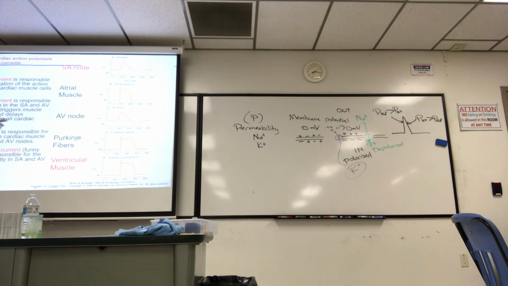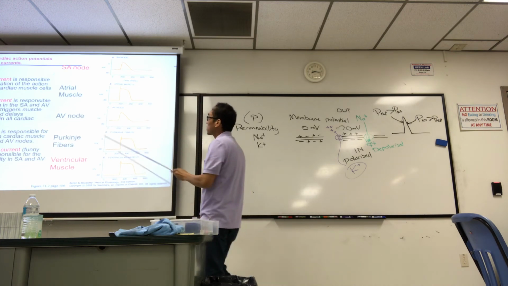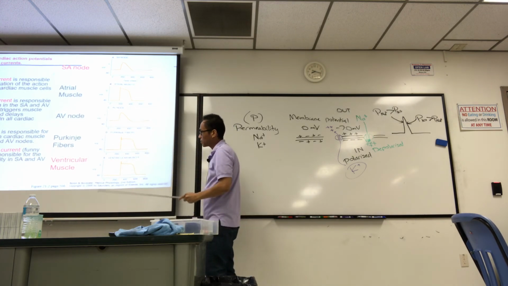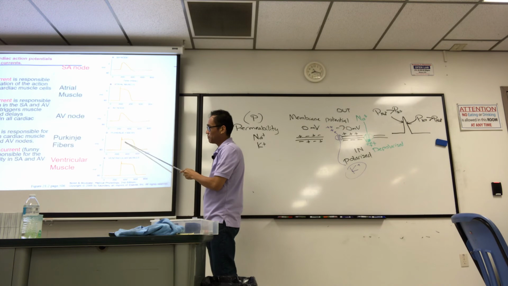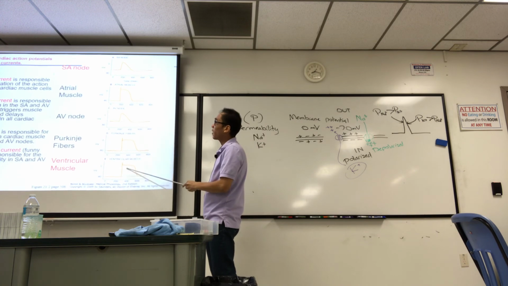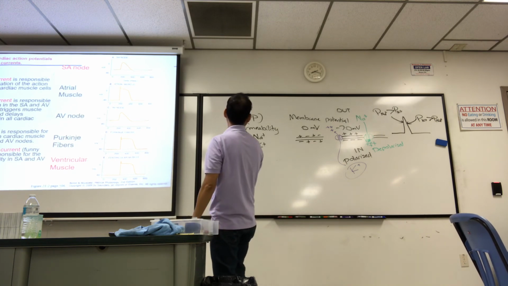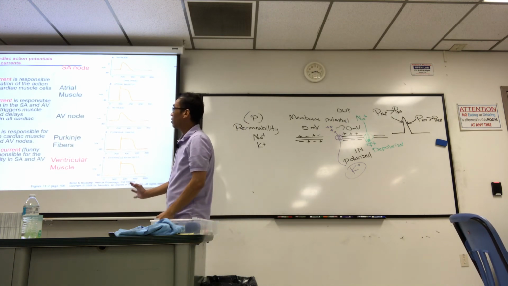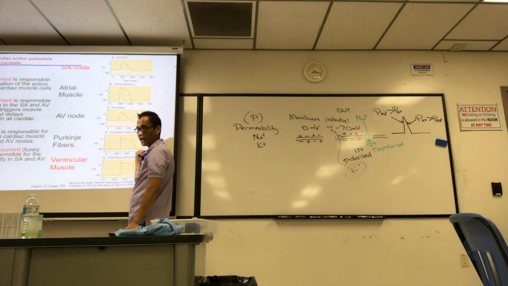So of all of these traces, just pay attention to the top one and the bottom one. That's what we're focusing on today. The SA node is going to represent our study of the autorhythmic cells, and the ventricular muscle is going to represent the contractile cells. Notice Purkinje fibers look really close to ventricular muscle, because Purkinje fibers are modified muscle fibers that have that pacemaker potential. We're just going to stick this one down there, and that one up there. And what we're going to talk about is how these different currents cause different parts of the action potential.